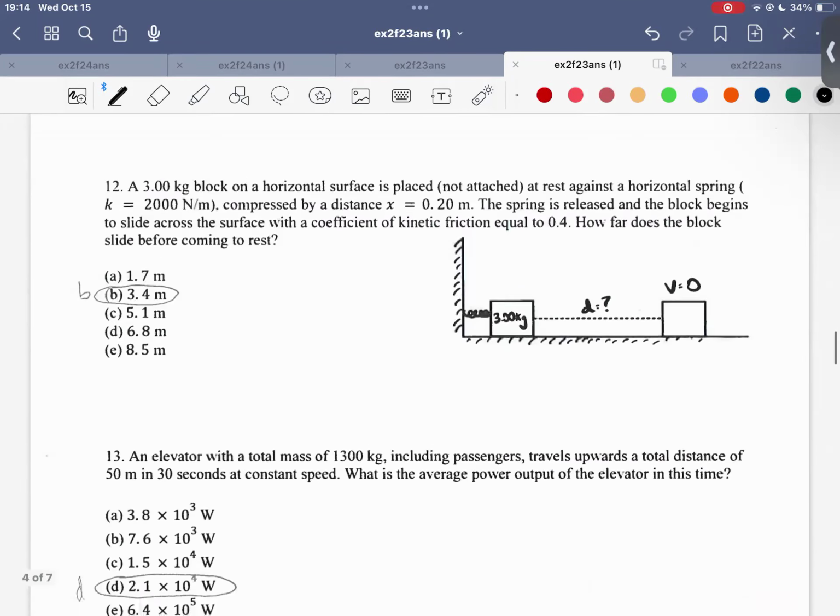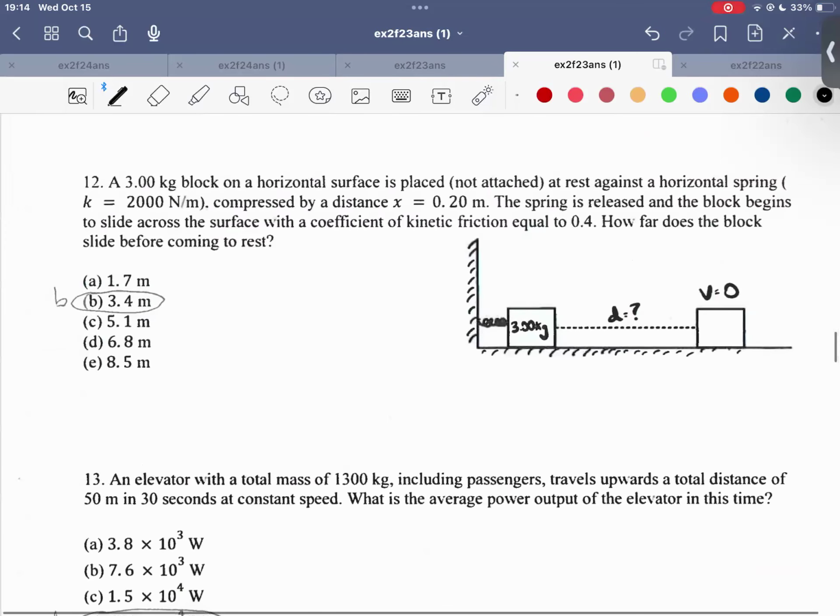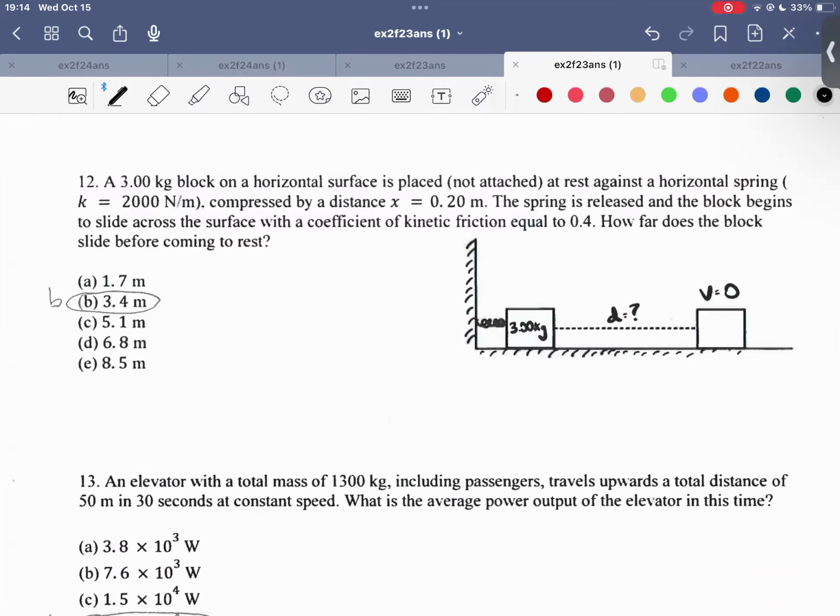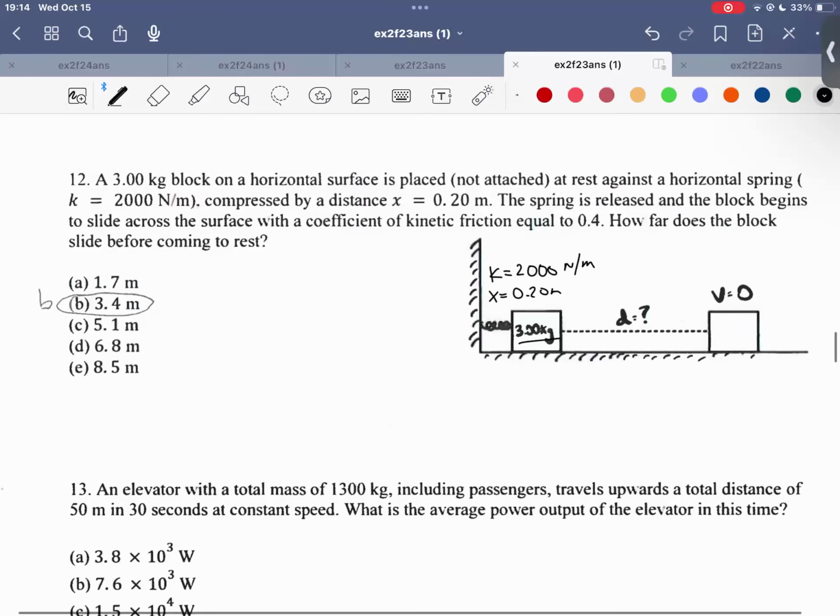So, number 12, we're given this 3 kg block. It's on a horizontal surface at rest against a horizontal spring, and we're told this spring's k is equal to 2000 newtons per meter, and distance is equal to 0.20 meters. And if you remember our spring formulas, we have this and this, but I'm not sure if these will actually come into play for this question.